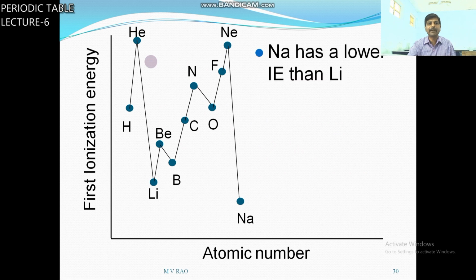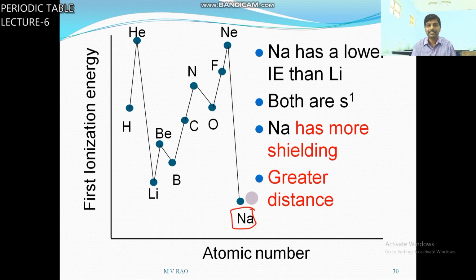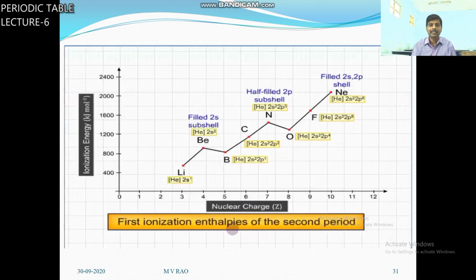Okay. Next one, again third period element. Sodium is a third period element. Being an alkali metal and a large atom, its IP value is less. So these are the IP values of second period elements: beryllium filled S subshell, nitrogen half filled P subshell.